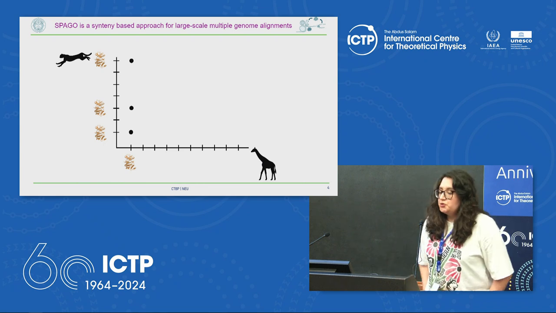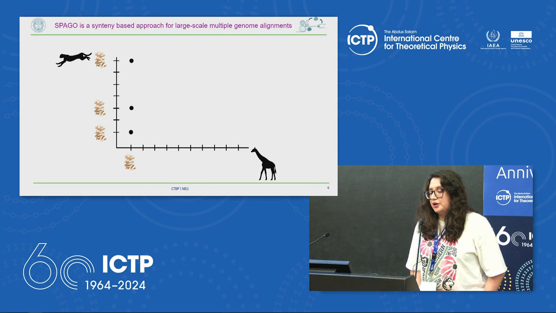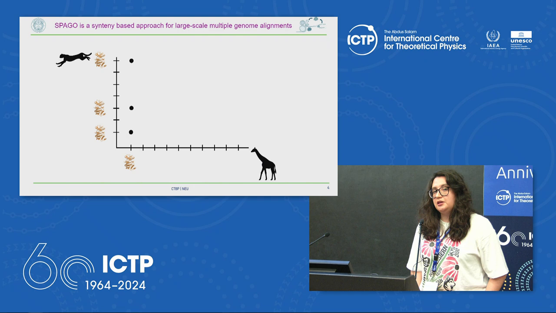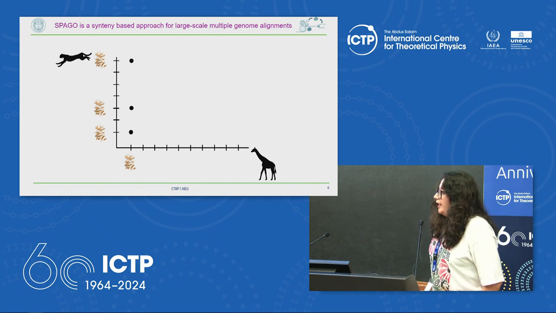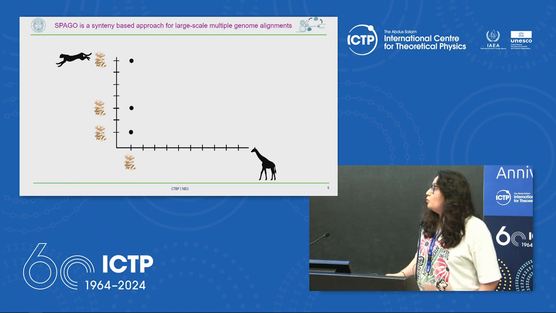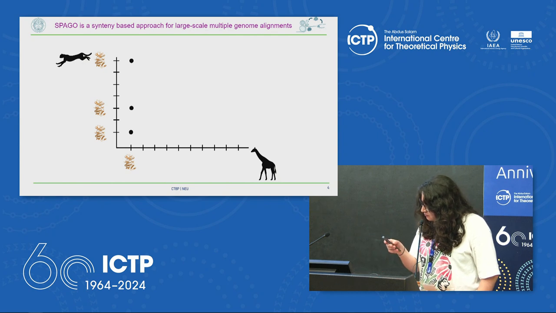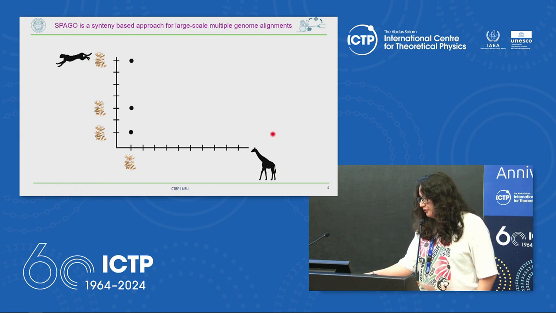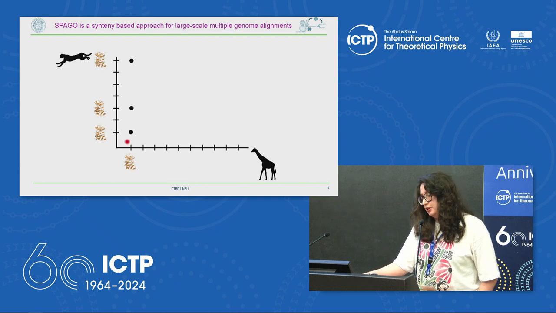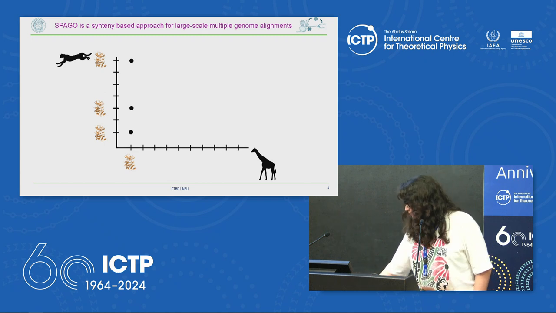So we propose a synteny-based approach for large-scale multiple genome alignments at the level of homologous genes. For example, if we have these two mammal genomes, one for giraffe and another genome for cheetah, each dot in this map corresponds to a homology relationship between two genes. So this gene in giraffe has three different homologous genes in cheetah, okay?